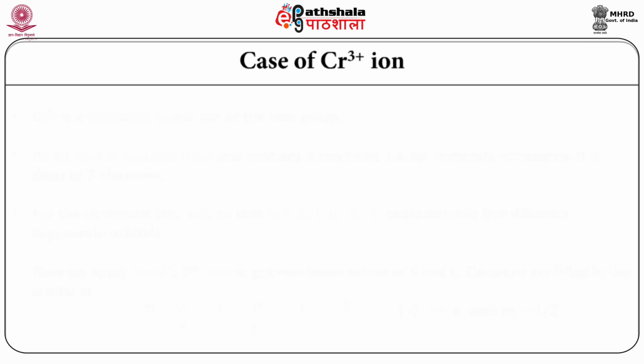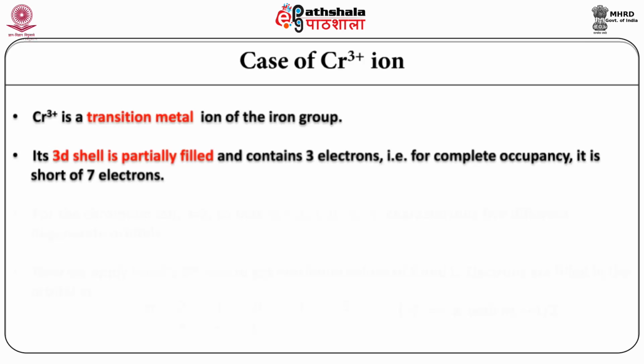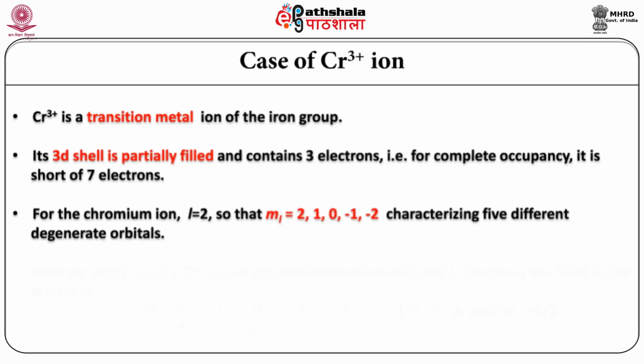Now, here we will give some examples, and first we consider the case of the chromium 3 plus ion. Chromium 3 plus ion is a transition metal ion of the iron group. So, its 3d shell is partially filled and contains 3 electrons. That is, for complete occupancy, it is short of 7 electrons. For the chromium ion, l equal to 2, so that m_l is equal to 2, 1, 0, -1 and -2, characterizing 5 different degenerate orbitals. Degenerate orbital basically means that they have the same energy.